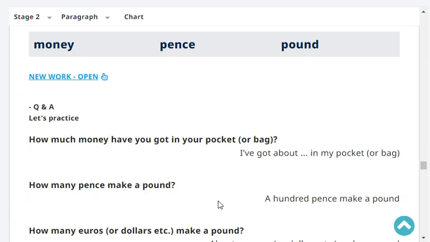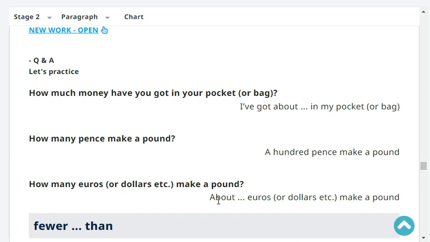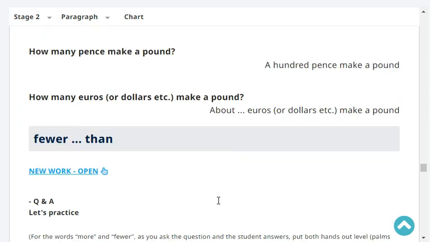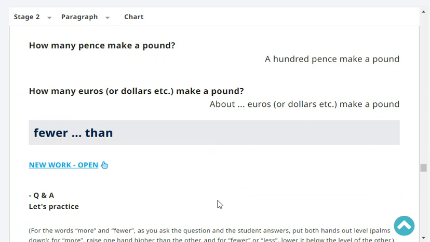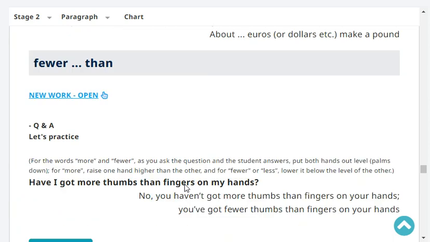How much money have you got in your pocket? I've got about $1 in my pocket. Very good. How many pence make a pound? 100 pence make a pound. Very good. How many euros make a pound? About 2 euros make a pound. Very good.